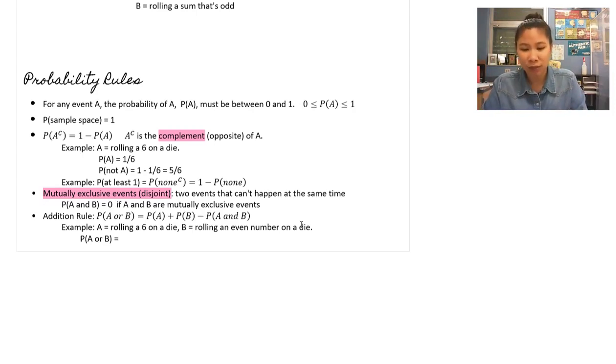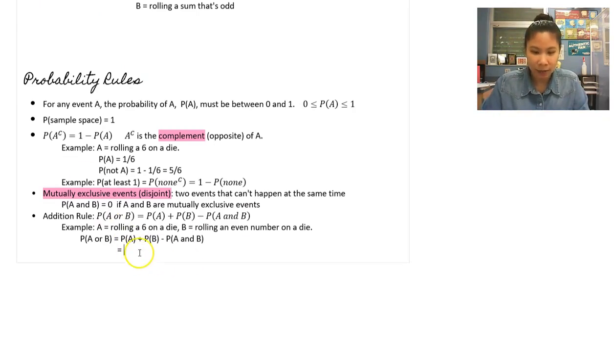So if I were to follow this formula, we would have to find the probability of A, add it to the probability of B, and then subtract out the probability of A and B. So for us, the probability of A would be the probability of rolling a 6 on a die, and that probability is 1 out of 6. And then we're going to add that to the probability of B, so rolling an even number would be 3 out of 6. Okay, so just adding this right now, we have 4 out of 6.